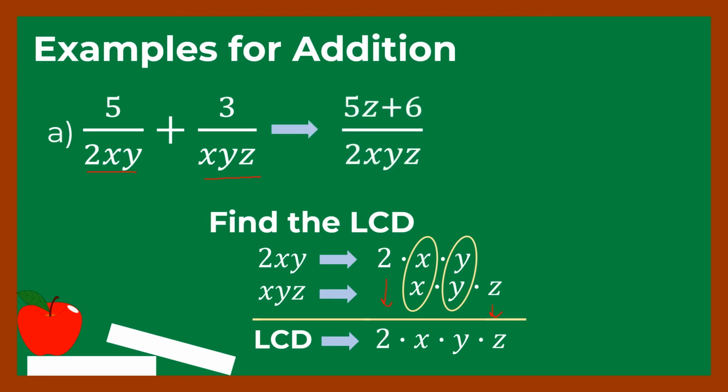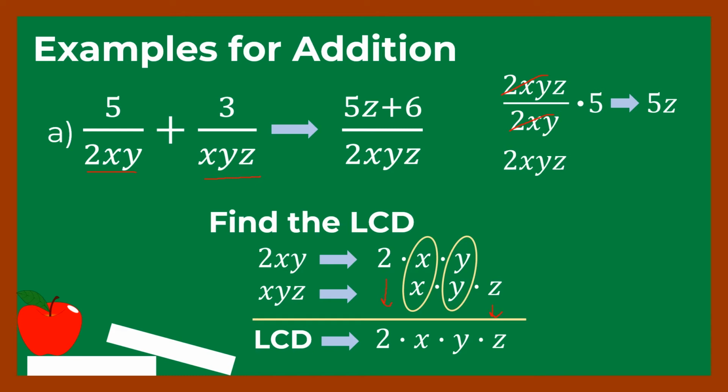And then, we have 5z plus 6 all over 2xyz. So, saan nanggaling yung 5z plus 6? So, ito yung mga bagong numerator natin. So, how did I solve for it? So, ang gagawin lang is LCD, which is 2xyz, divided by the original denominator, so 2xy, times the numerator, which is 5. So, makakansel out si 2xy. Ang matitira na lang is si 5 and z. So, magiging 5z.